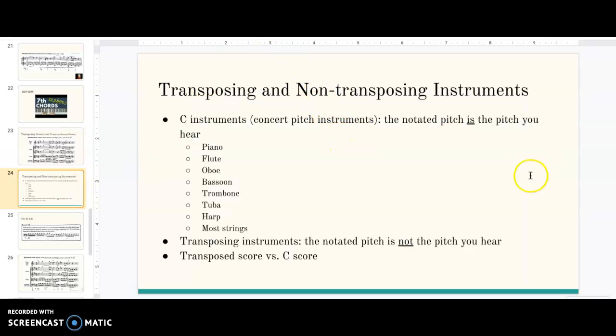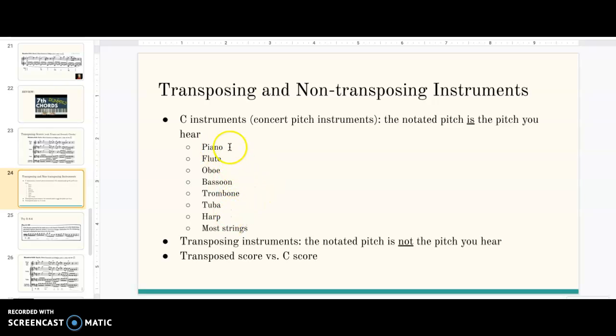So here's our slide. I know you can read this, but it's our transposing and non-transposing instruments. All of the instruments here are considered to be called C instruments, which really just means they're concert pitch. If you play an E on the piano, it's the same E that you'll hear on oboe. If you play an F sharp on the flute, it's the same F sharp that you'd hear on the trombone.